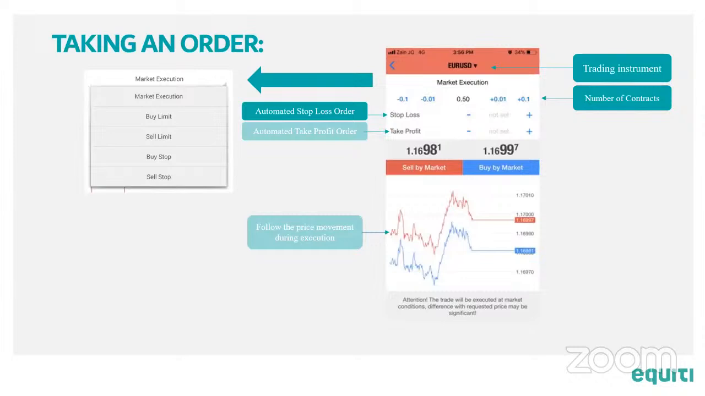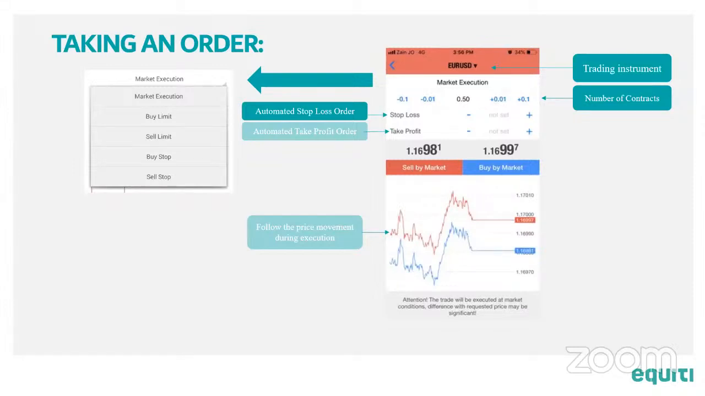So taking an order, this is a mobile screen. Here, when you open the screen, you will have the trading instrument, the EURUSD. Here you can see gold if you're trading commodities, oil or stocks, major indices, S&P 500, whatever product, it will appear for you at the front of the screen. Now you have an automated stop loss order and you have an automated take profit order. However, these are optional. Some people do like to trade without, but to risk manage your position, you definitely should have a stop loss and take profit set so that the market doesn't swing against you.